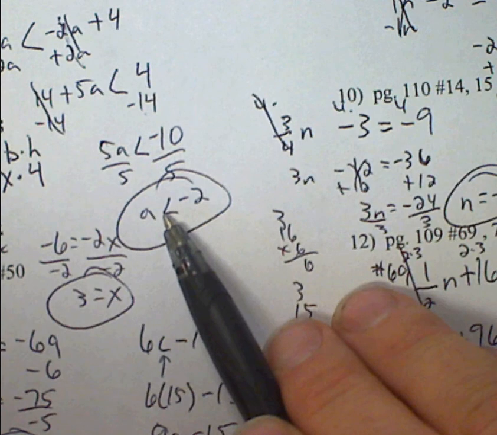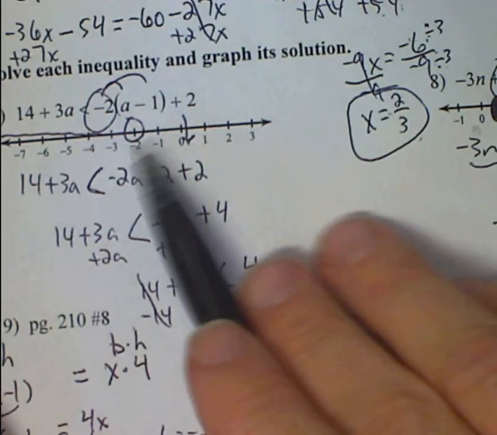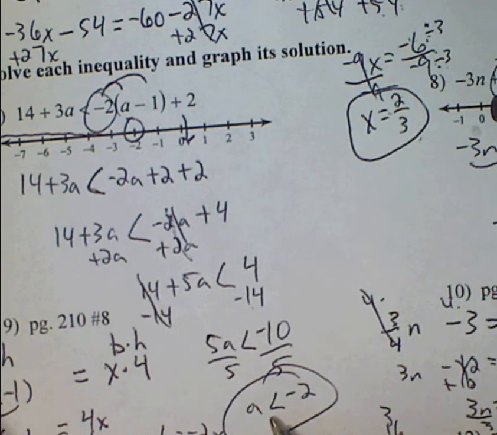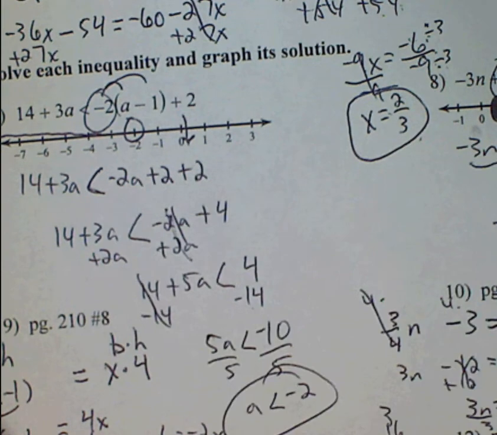A is, and then I look at my space. The space is less than, it's the small space. Less than means to the left. Open circle at negative 2 because there is no line underneath, and less than means to the left.